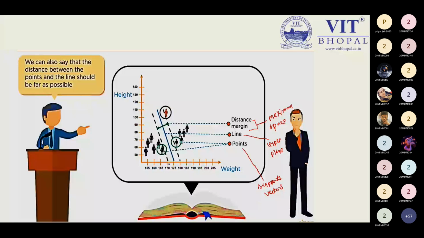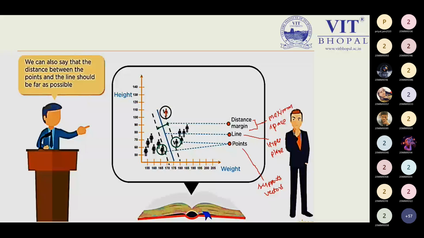And some people are saying this is a data point. Of course these data points are the closest to our line, so we can say these are our support vectors. So that's why we have a support vector machine. It is an algorithm used to implement machine learning approaches by choosing the support vectors. So we can also say that the distance between the point and the line should be as far as possible. So this should have the maximum space. So distance, margin, line, point, support vector, hyperplane, maximum space, these are some technical terms you have to keep in mind. Now, are these technical terms clear?